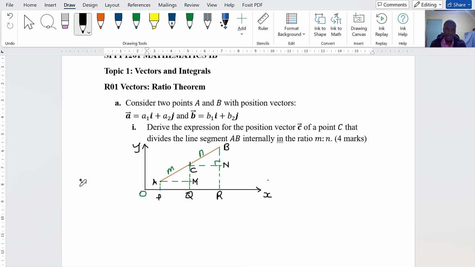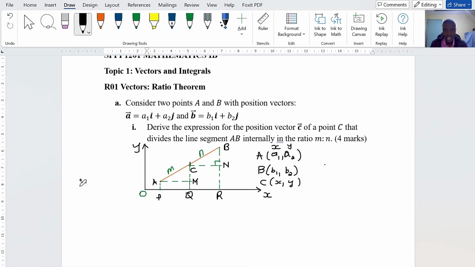Now looking at this figure, we can see clearly, of course, A has coordinate A1 and A2 for X and Y, of course. Now for point B, we have B1 and B2. And then C that we want, remember we want to solve for C, we can give it coordinate X, Y, the unknown. Good.